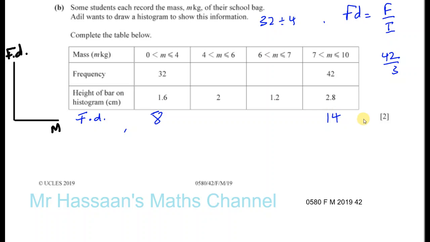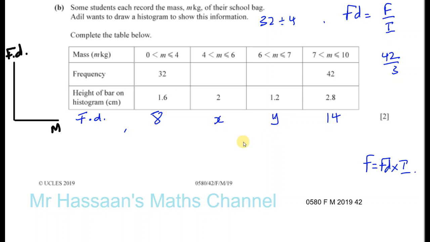Now we need to use this information to help us work out the frequency of these bars. First of all, I know the frequency is equal to the frequency density times the interval. So if I can find the frequency density for these two, I can then multiply that by the interval and I'll get the frequency. So that's what I have to do here. I'm going to call this x, and I'm going to call this y.